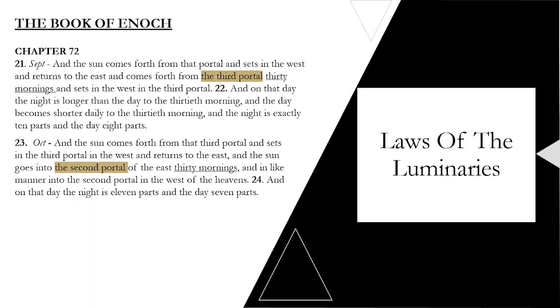Now we're in October. And the sun comes forth from that third portal and sets in the third portal in the west and returns to the east. And the sun goes into the second portal of the east, 30 mornings. And in like manner into the second portal in the west of the heavens. And on that day the night is 11 parts and the day 7 parts.